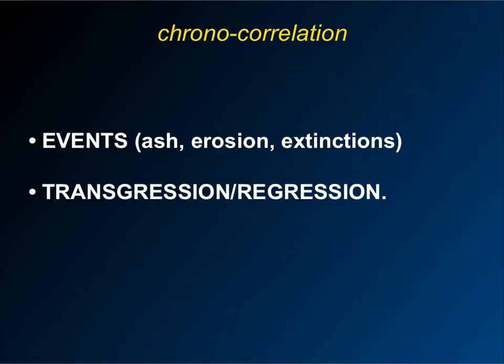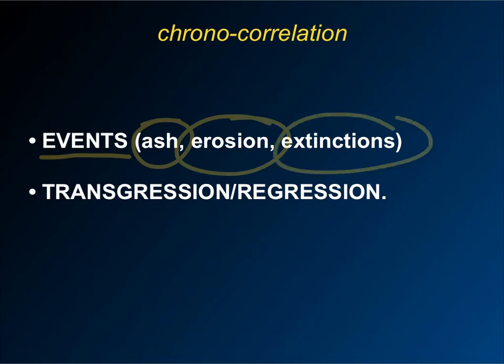And the last kind of correlation that I had discussed is chronocorrelation. This can be thought of in sort of two ways. One is event correlation. What are events? Well, I described how an ash layer, or sometimes you might correlate unconformities within a section. That would be correlating usually a time of erosion. And finally, an event correlation would be extinctions.